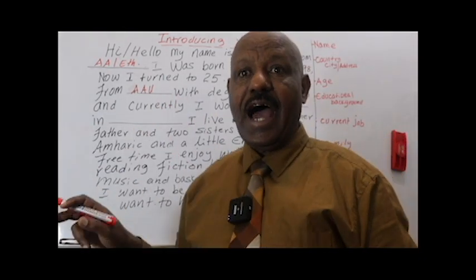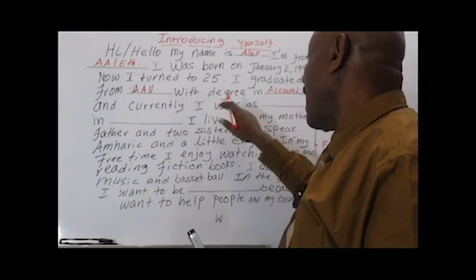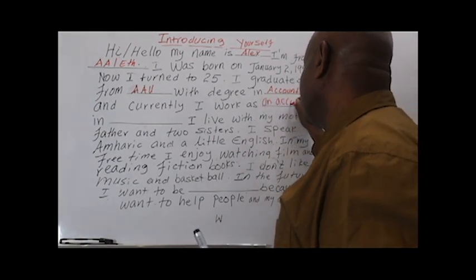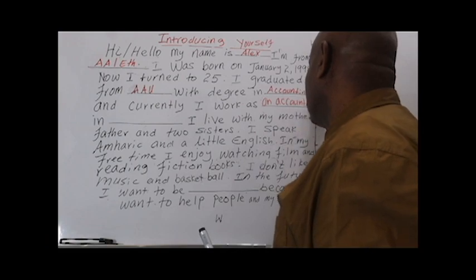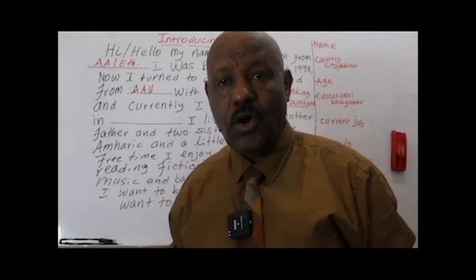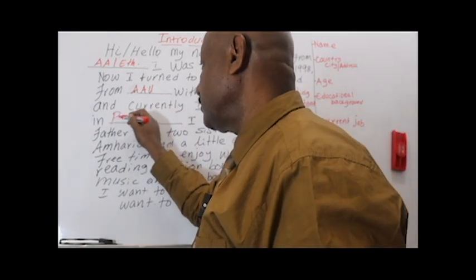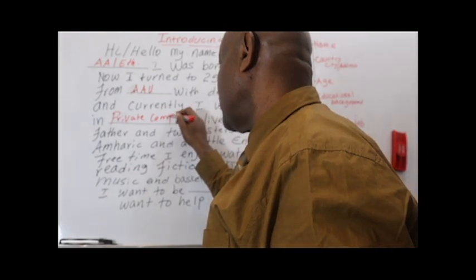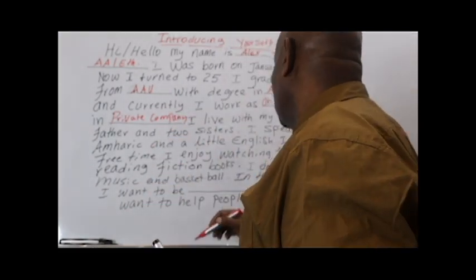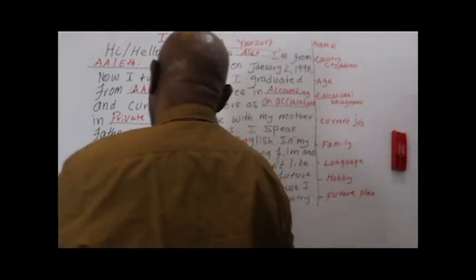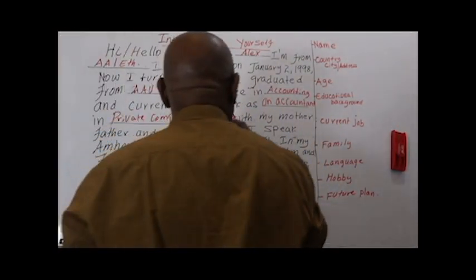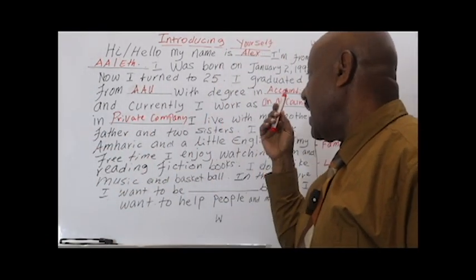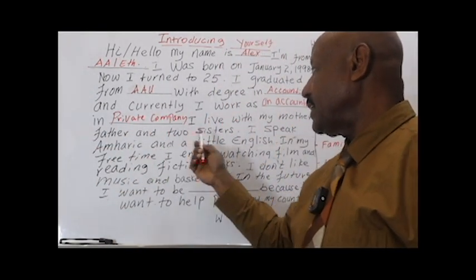And currently I work as an accountant in a governmental office or in a private company. So I live with my mother, my father, and two sisters. Because he's 25, he's single. And he said, I live with my mother, father, and two sisters.